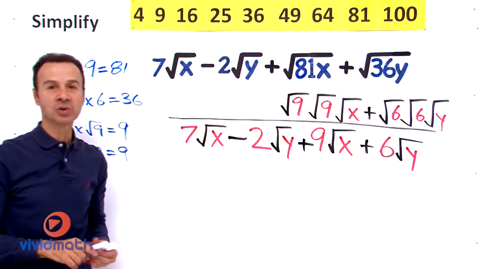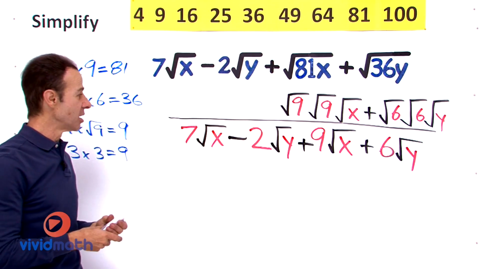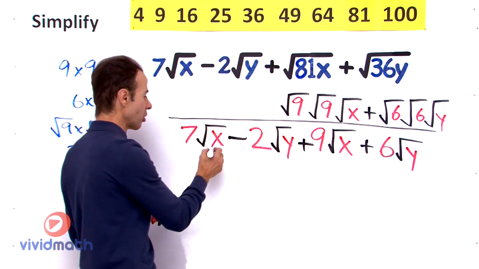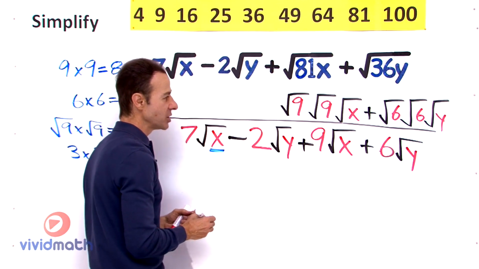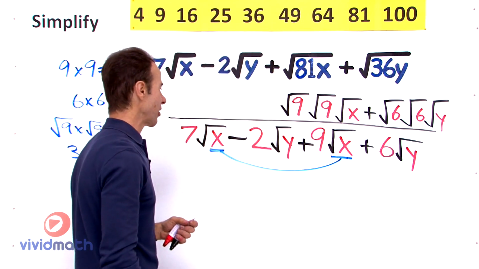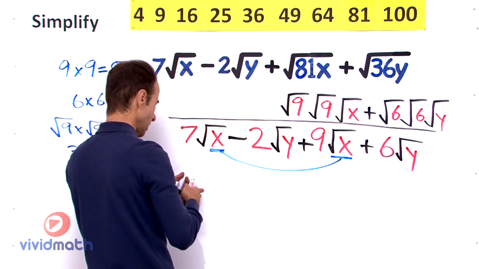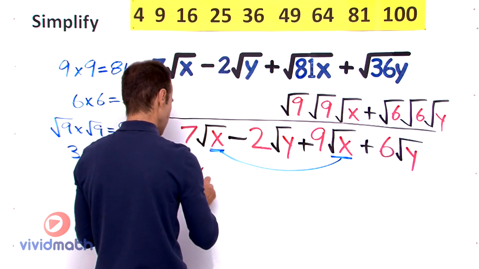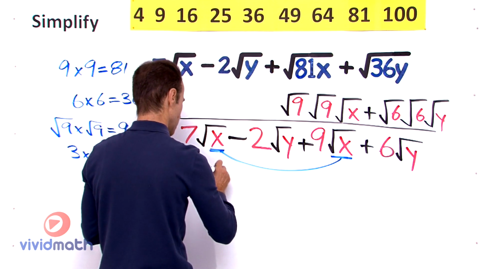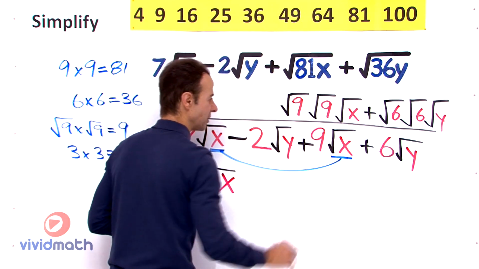Now all we have to do is look at what's under the house, and if it's the same variable, we can add or subtract it. So where do we have same variables? Well, we've got a root x here, and we also have a root x right here. So that means these two guys, we can add them together. 7 plus 9 is 16. So that'll be 16 root x. Why is it root x? Because they both have an x under the house.